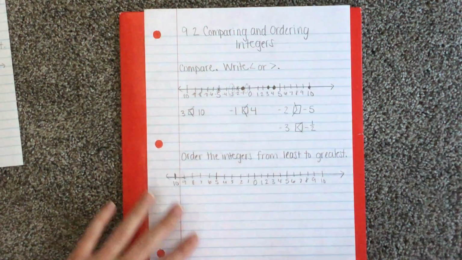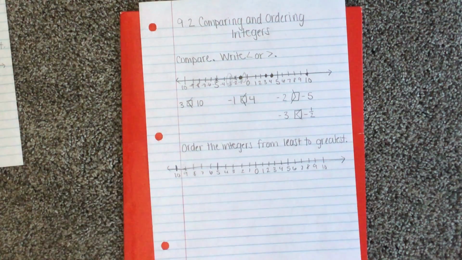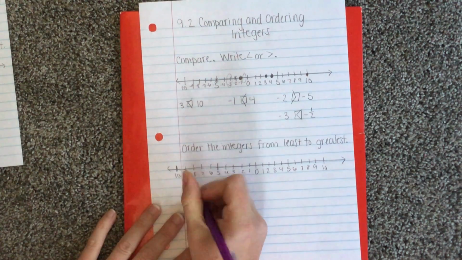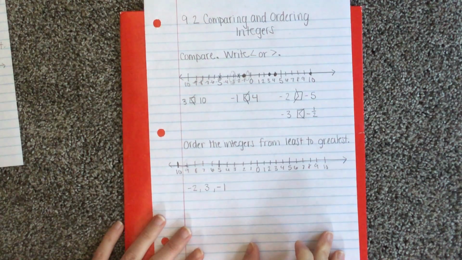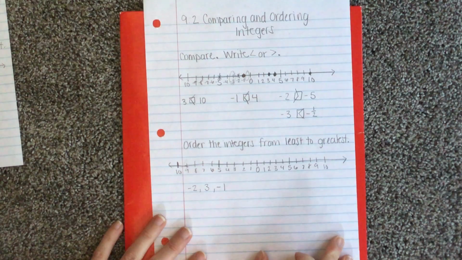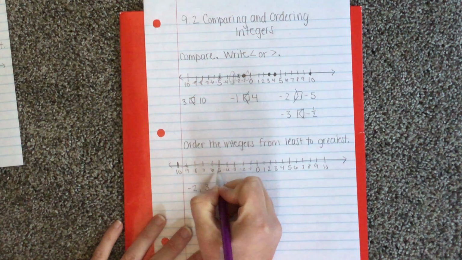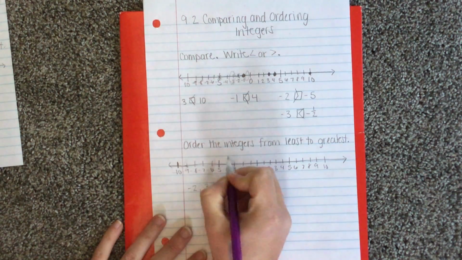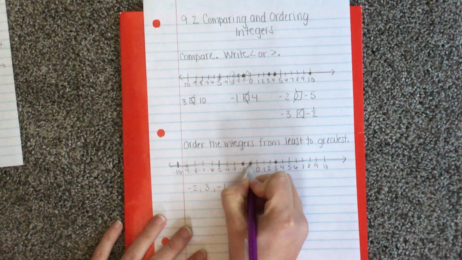Let's move on to ordering integers from least to greatest. Write these directions and draw one more number line. Let's order -2, 3, and -1. Again, I'm going to use a number line for this problem just to show you how to use the number line. If you don't want to use the number line in your homework, you do not have to. I'm going to graph -2. Ooh, these don't have negatives. Here's -2, 3, and -1.